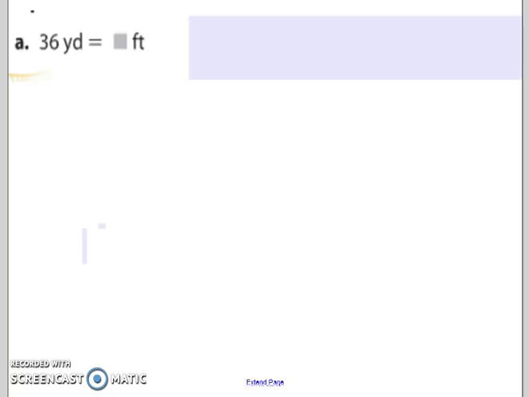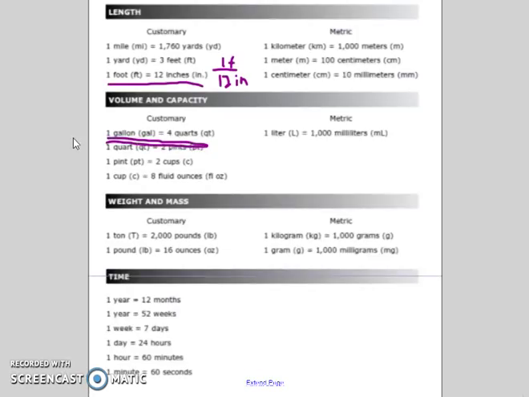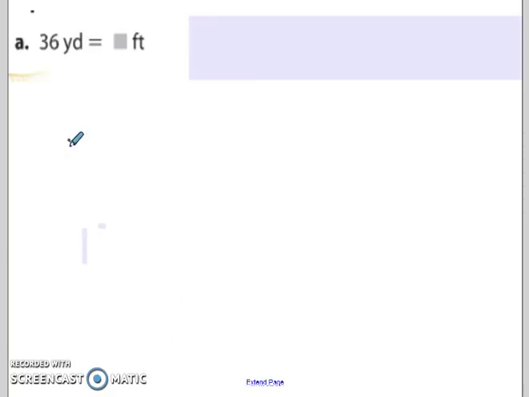All right, so for this problem, our conversion rate is yards to feet. So we'll have to use right here, 1 yard equals 3 feet. All right, so we'll write our proportions. 1 yard equals 3 feet. But now we want to see, okay, well, how many feet is 36 yards? Okay, so we cross multiply and divide.